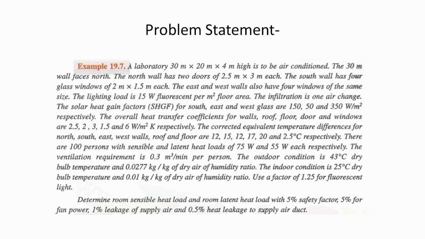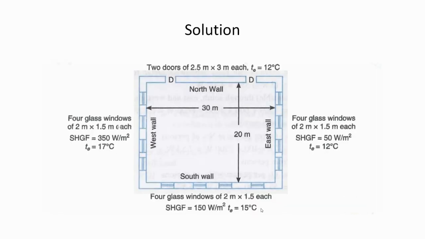Now they have said to determine the room sensible heat load and room latent heat load with a 5% safety factor, 5% fan power, 1% leakage of supply air, and 0.5% heat leakage to supply air. They have also mentioned the safety factor and leakage and other factors that we have to add into our heat. Now here in the solution we can see a sample drawing, or schematic, of the room.